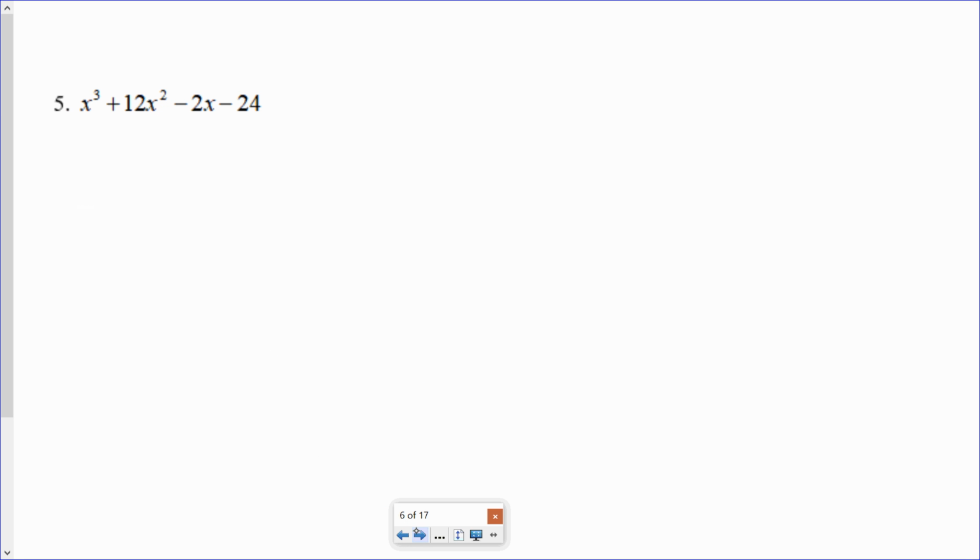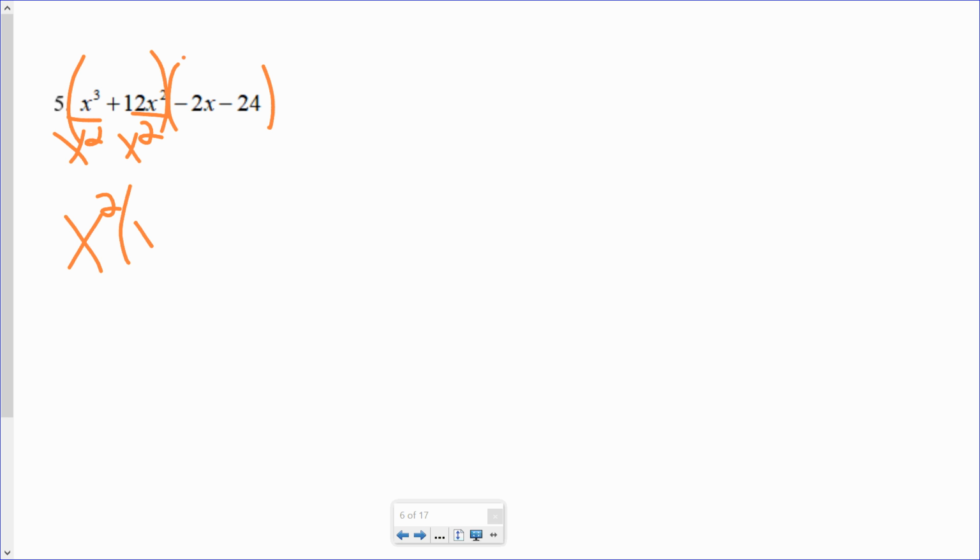All right, let's skip ahead to number 5. Just going to do 2 more examples together. GCF no, dots no, trinomials no, grouping yes. So I group the first group and the second group. GCF of the first group is x squared.